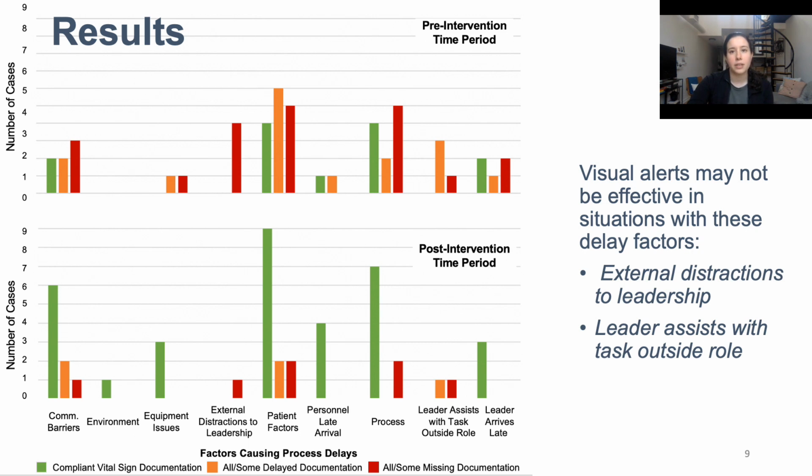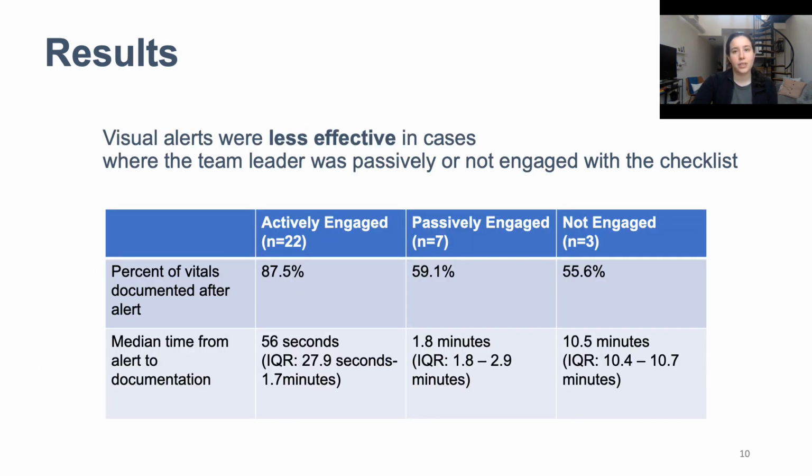We found that cases with the external distractions to leadership and leader assists with tasks outside role factors had delayed or missing documentation in cases both before and after the alerts. These findings suggest that visual alerts may not be effective in situations with those delay factors. We also reviewed the videos from the post-intervention time period, specifically focusing on the times and the cases when alerts were triggered on the checklist.